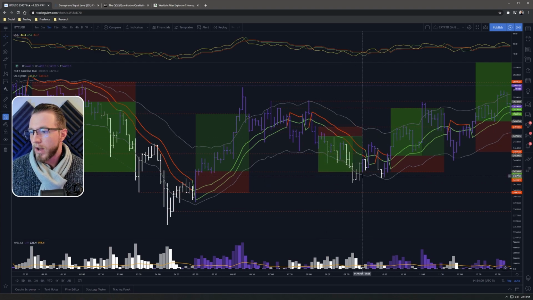And the reason why I exited here, if you can see, I actually exited on the open of this candle or the close of this candle. The reason why is because now you've got volume dying off here. And this was barely above the MA line. That means that volume is decreasing.